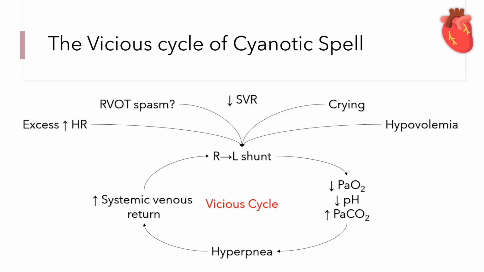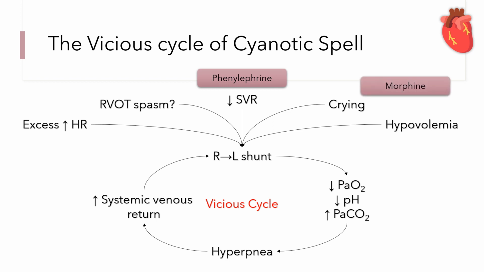Suppose there is decreased systemic vascular resistance precipitating the right to left shunt. So what can we do so that the systemic vascular resistance will not decrease, or what can we do to increase the systemic vascular resistance? We can give the patient phenylephrine. Second thing, crying was precipitating or increasing the right to left shunt. So what can we do so that the baby will not cry? We'll give morphine to sedate the child. The more there will be sedation, the less crying, the less right to left shunt.